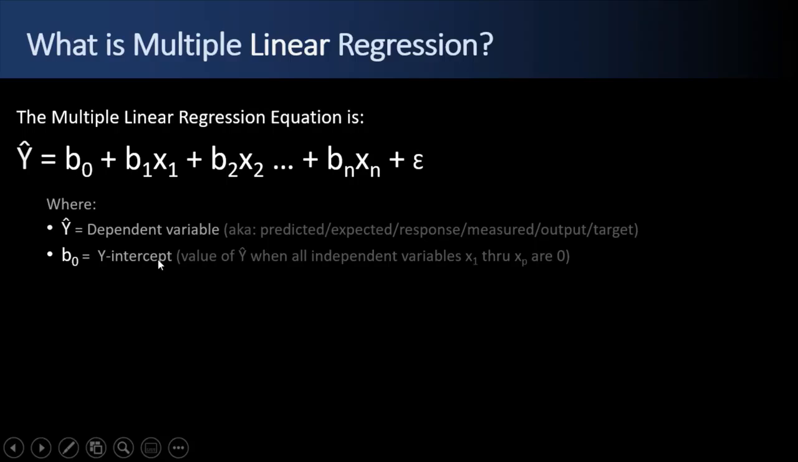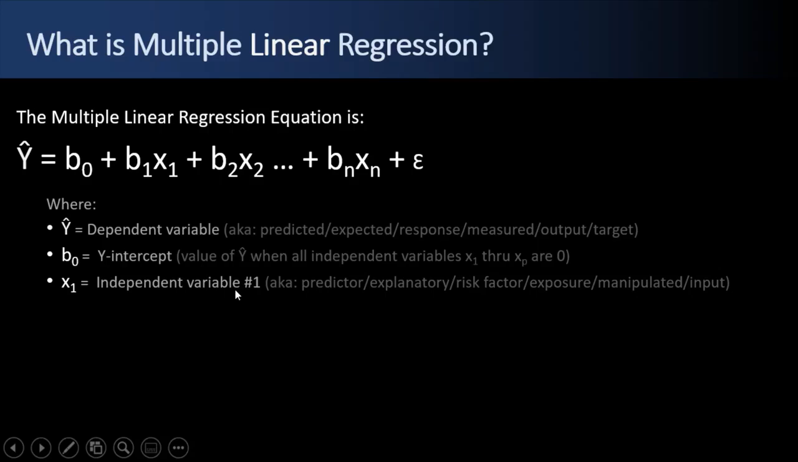B0 is the y-intercept, just like the simple linear regression video that preceded this one. That is the value of y when all of these components are zeroed out because the value of x is 0. X1 is the independent variable number 1.